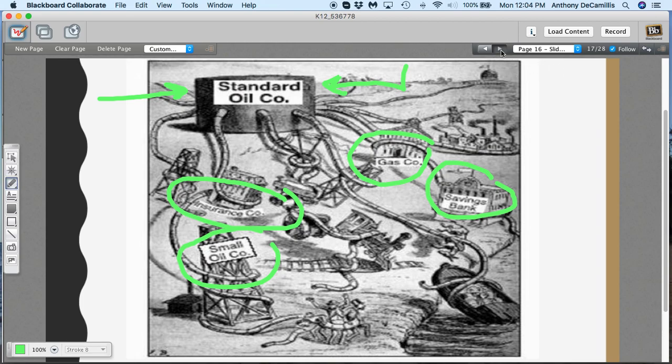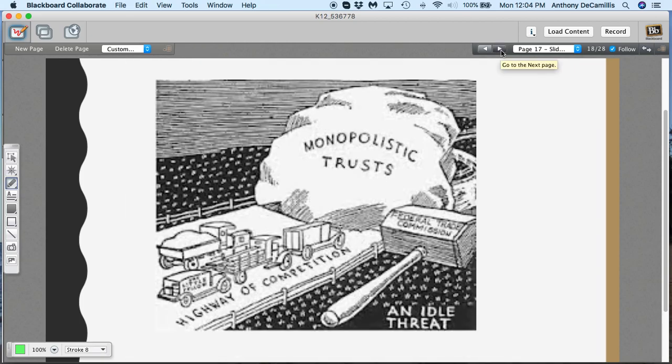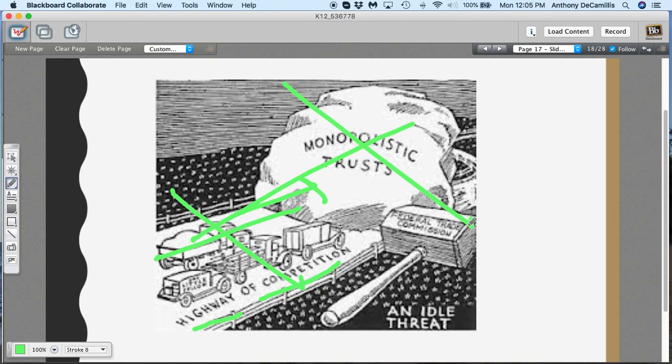Whew. And what does a trust do? Well, it blocks everybody from engaging in business. Here's the highway of competition, small businesses and whatnot, and you have this roadblock that is monopolistic trusts. Eliminating competition, eliminating small business, having entire control. And it's a threat to American business, American economy. Monopolies and trusts.